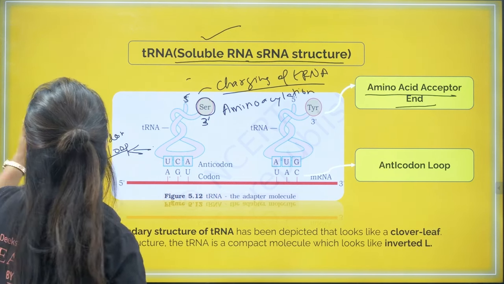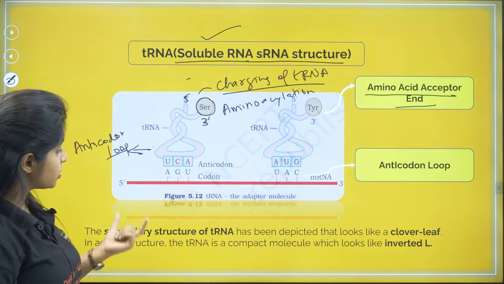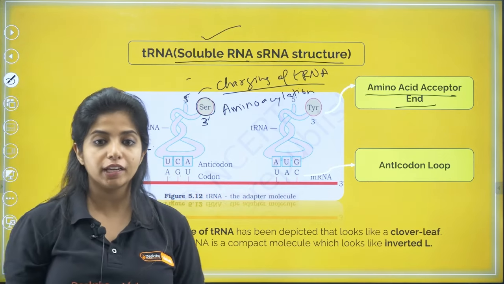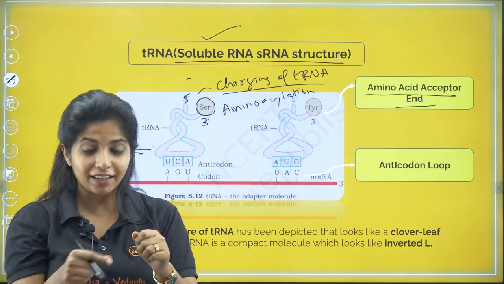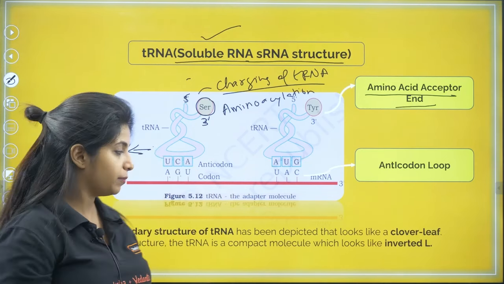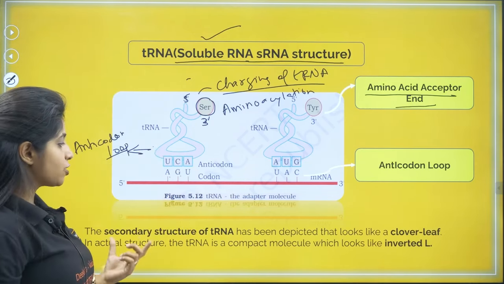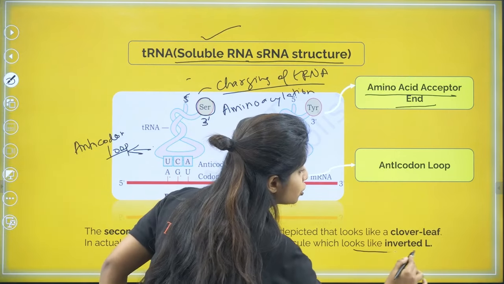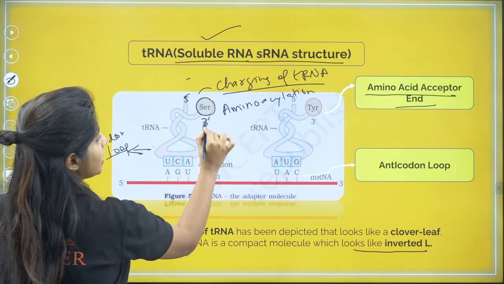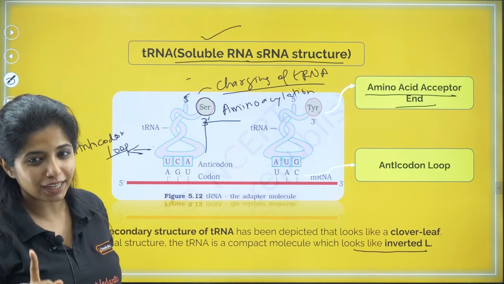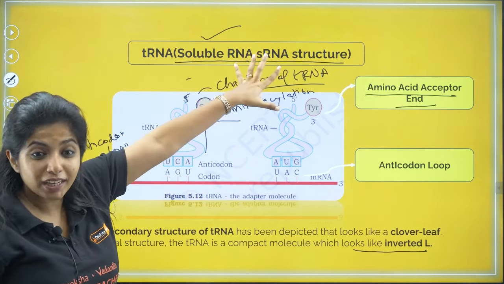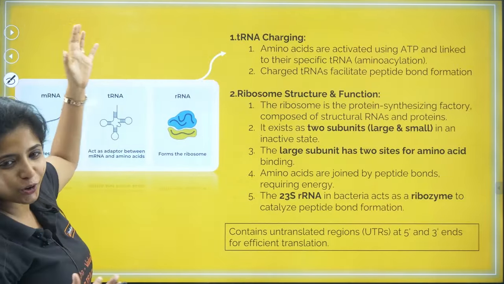Now, one more very important thing that you need to remember is that the secondary structure of tRNA has been depicted as looking like a clover leaf. But now it has been said that the actual structure of tRNA is a compact molecule which looks like an inverted L. So previously clover leaf, but now it is known as the inverted L model. Please remember it. Now it is also known as soluble RNA, sRNA. Don't get confused. It's not small RNA, it is soluble RNA.